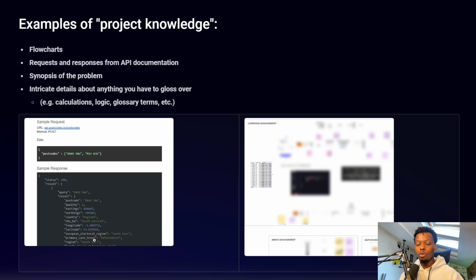A synopsis of the problem, which is just the entirety of the context in paragraph format, such that the system prompt that you have is not the full picture. That will be like 5 or 10% of it, but the other 90% of it will be inside of the project knowledge. It may include the background understanding that needs to be there in order for the context to be correct.